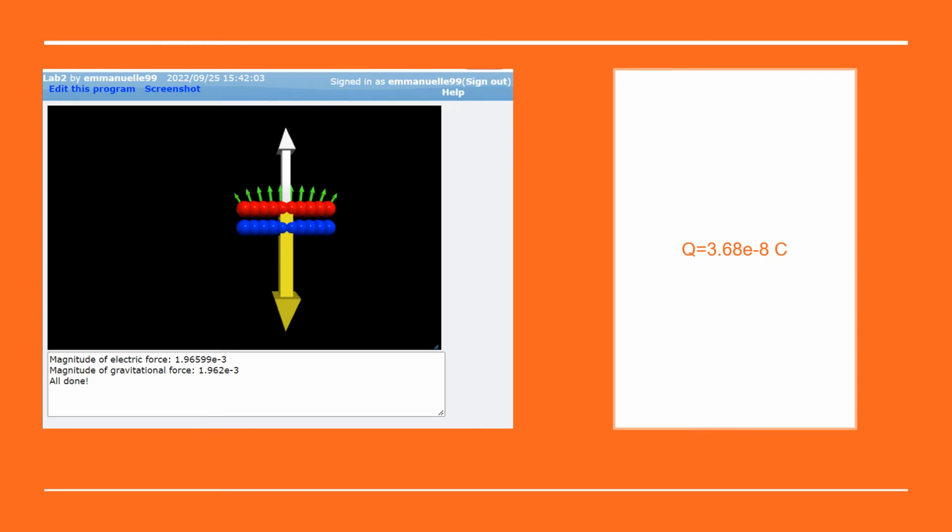So when we set these equal to each other, we found that the charge on the tape was closer to 3.7 times 10 to the negative 8th coulombs.